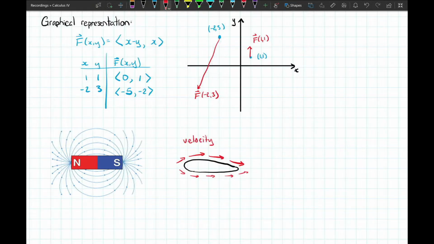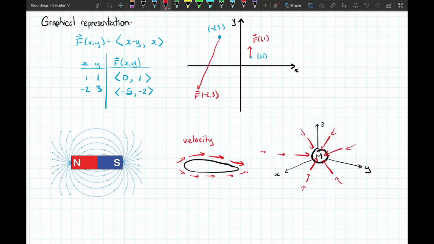Or maybe we want to think about velocity. We might want to think about the velocity of wind traveling over this cross-section of a wing, let's say. And that will give us the idea that air might be traveling faster over the top of the wing and slower over the bottom. And we can see the direction in which wind is traveling. Okay, or another kind of field, a gravitational field.